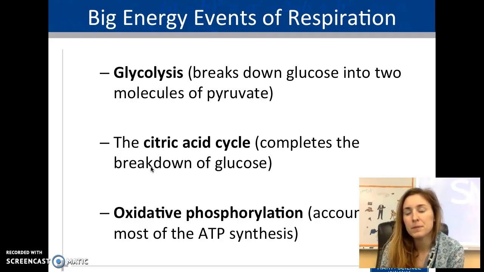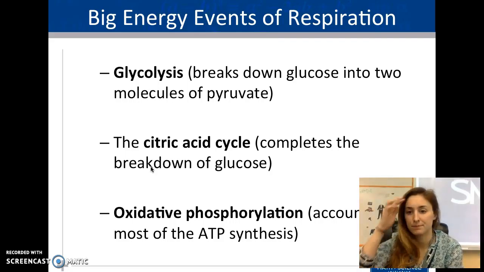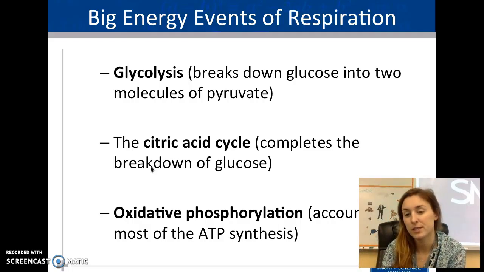There are basically three big events: glycolysis. This breaks down glucose into two pyruvate molecules. So when I first eat my food, the first thing that's going to happen is glycolysis, and it's going to break down the glucose molecules. The citric acid cycle is going to complete that breakdown, and then oxidative phosphorylation is where ATP synthesis actually occurs. So really, cellular respiration is three chunks of activities.